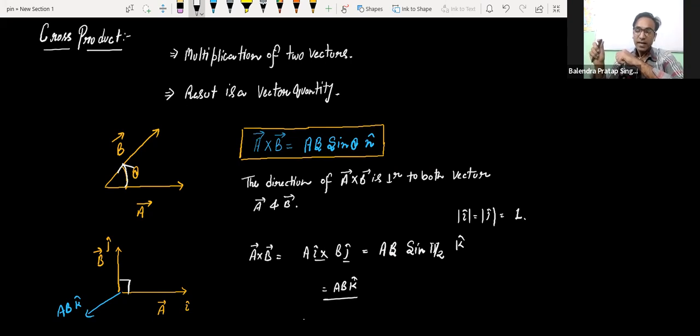And if you find B cross A, then the direction is clockwise. And if you take A cross B, then the direction is anti-clockwise. Okay, so now some expressions for unit vectors. First, note down this small definition of cross product. Then I will discuss some cross products of unit vectors. I will write the expression of cross product here, so first note it down, then I will discuss it.